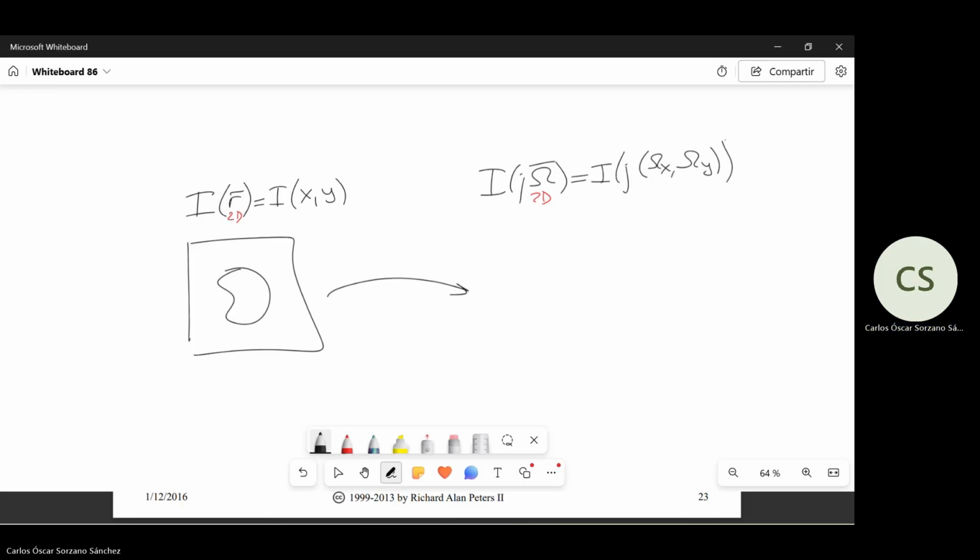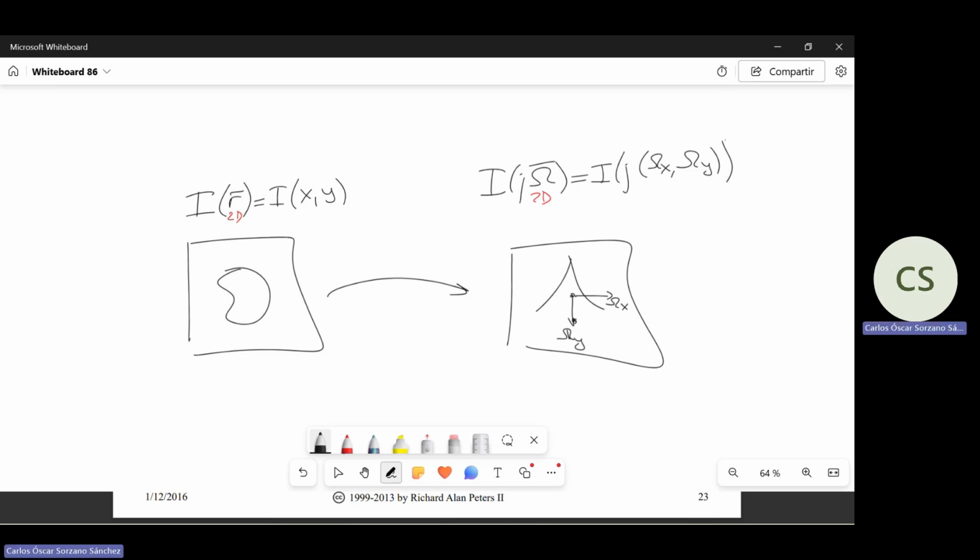And this one I cannot draw. Let's say it's omega Y, omega X, and there is some function here. So let's say it's kind of the same triangles we were plotting before.